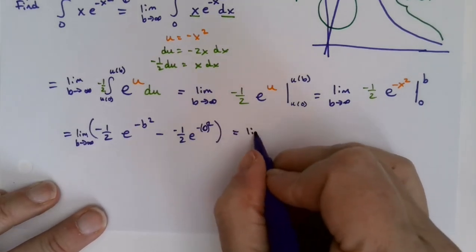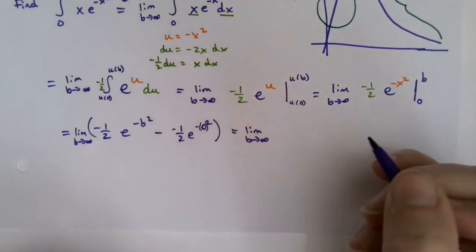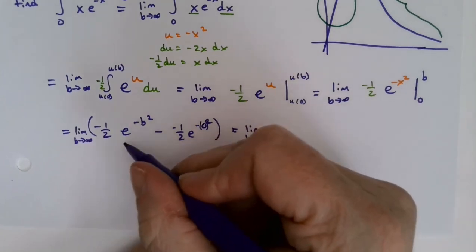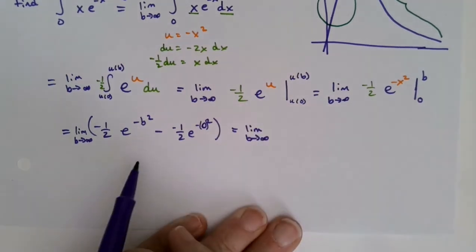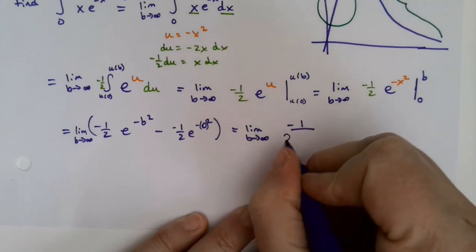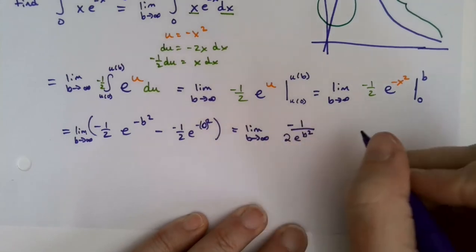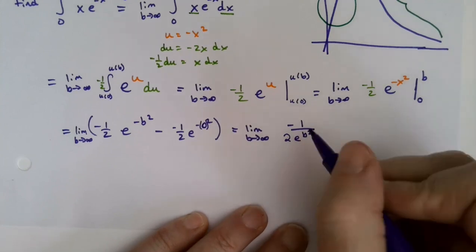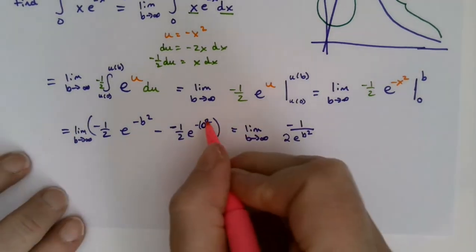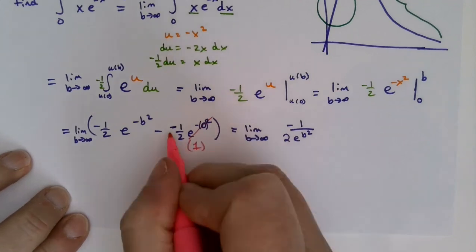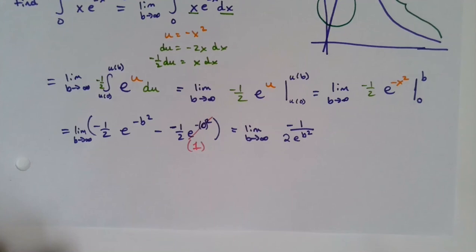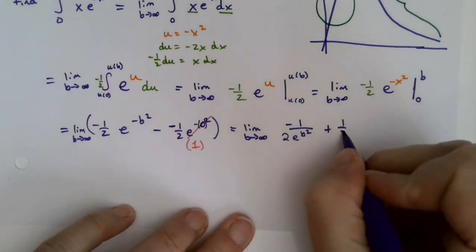Okay, so that's the limit as b goes to infinity of, well, a negative power is really putting that value in the denominator. So I'm going to rewrite this. It's negative 1 over 2e to the b squared minus a 1/2, right? Because this part right here, e to the 0 squared is 1, right? And minus a minus is plus. So 1/2 times 1 is 1/2. So this is really plus 1/2.